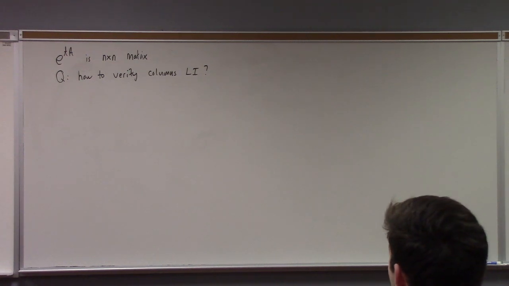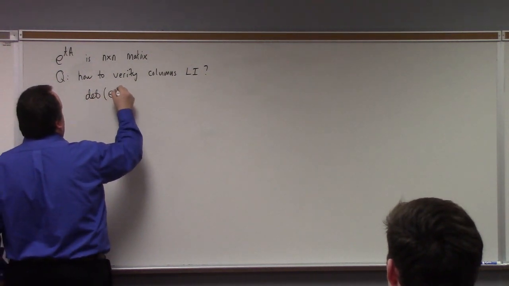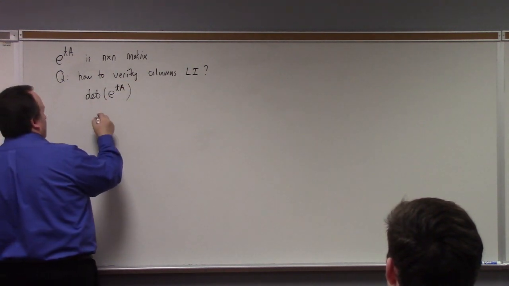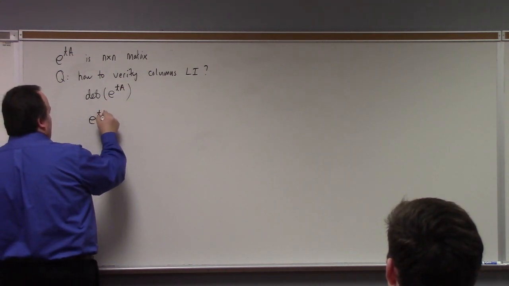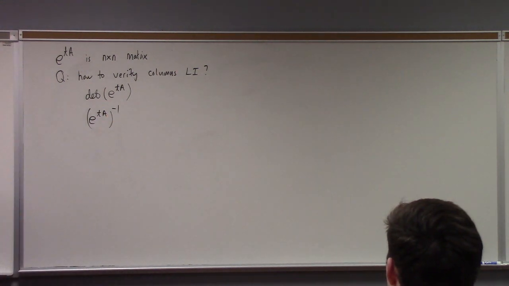Anyway, you guys have any answers for me? How do you check the columns of a matrix are linearly independent? It's a square matrix. Determinant. Very good. We could see that the determinant of e to the ta is non-zero. How about this? Does e to the ta inverse exist? If its inverse exists, we're good. How do you calculate the determinant of a matrix defined by an infinite power series?